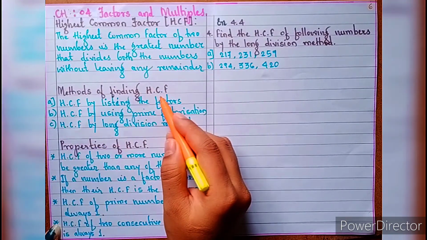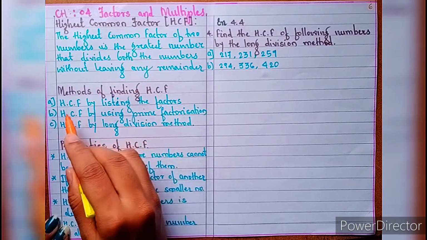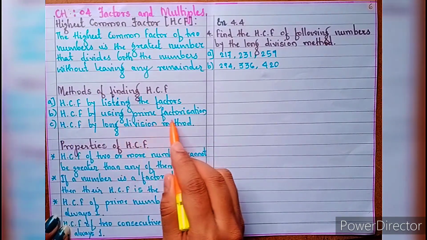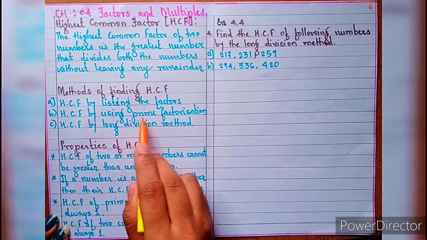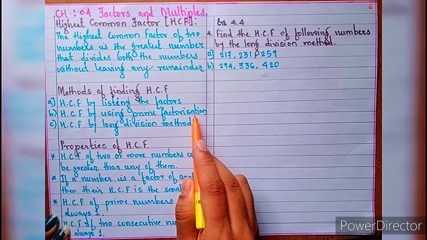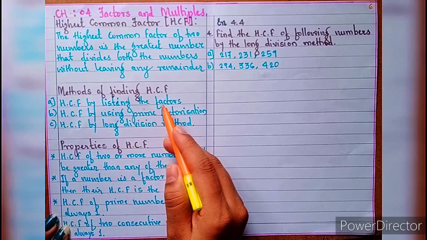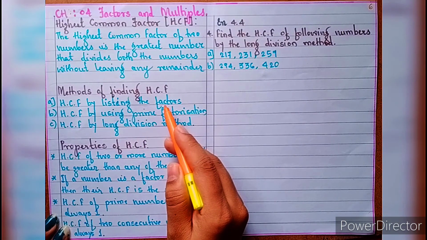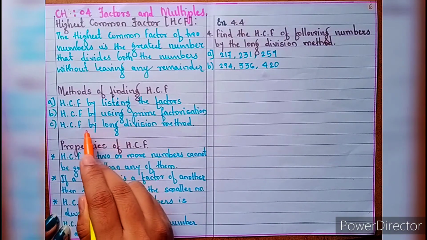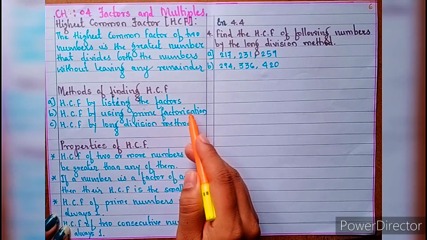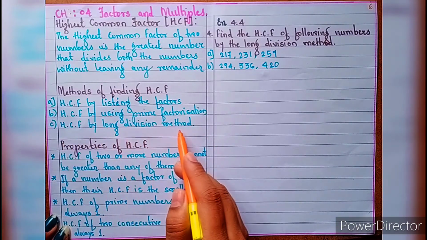For finding HCF, we actually have 3 methods, and I have listed the methods here: HCF by listing the factors, HCF by prime factorization, and HCF by long division method. Finding HCF by prime factorization is already done, so you have to refer to the previous video. Listing factors is a method you have already learned in 4th standard, so no need to repeat the same. This time we shall see HCF by long division method. As prime factorization is already done, I am not going to solve any example based on it. I will solve the example based on the long division method.